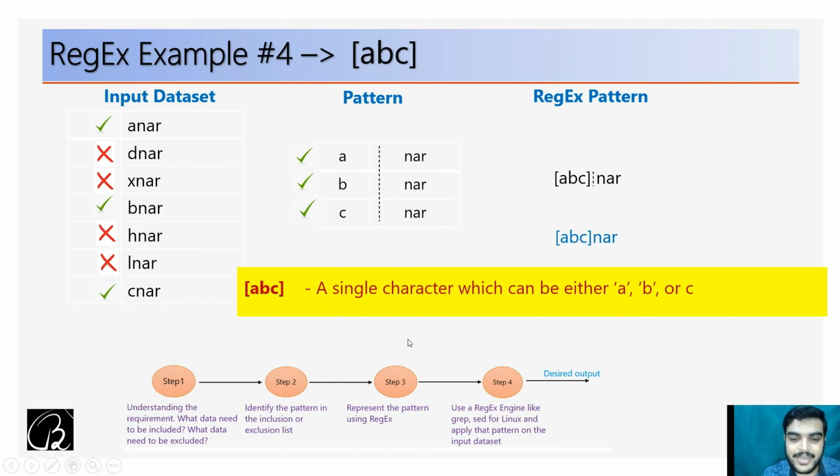Okay, so now let's talk about step 4. In step 4, I am going to use some regex engine in order to apply this pattern on top of the given input dataset, so as to get our desired output. First I will use the Linux regex engine and then I will use regex101.com. Now let's see that.